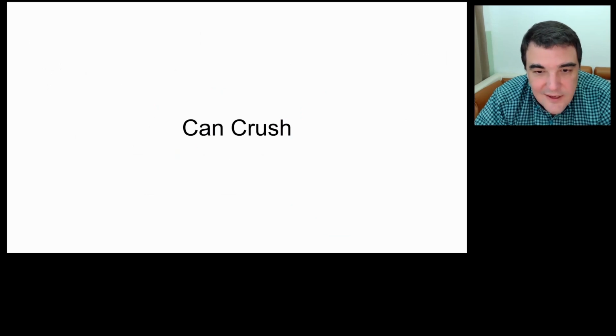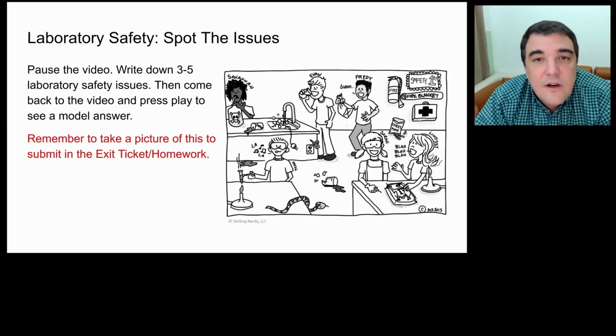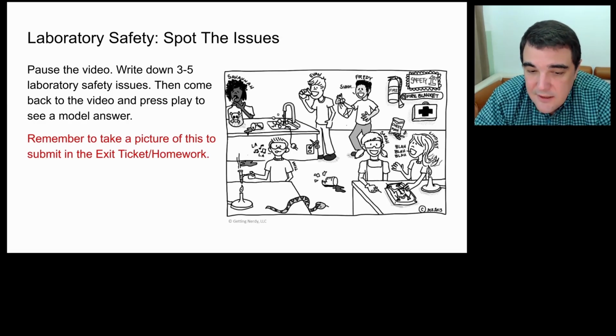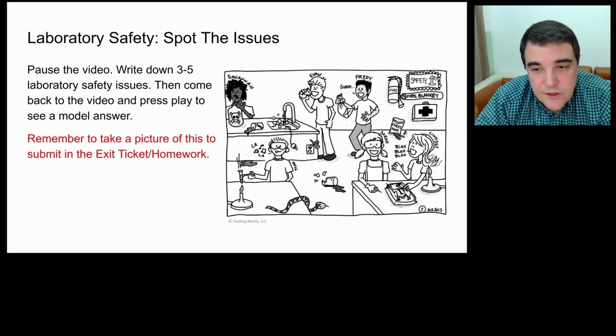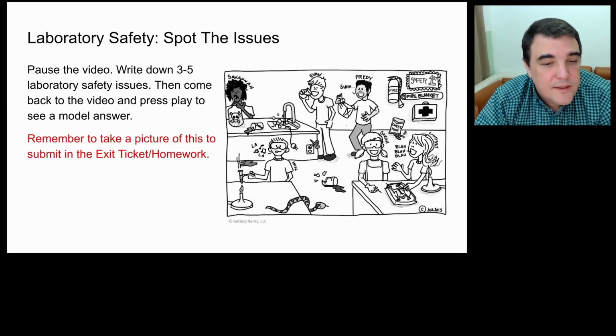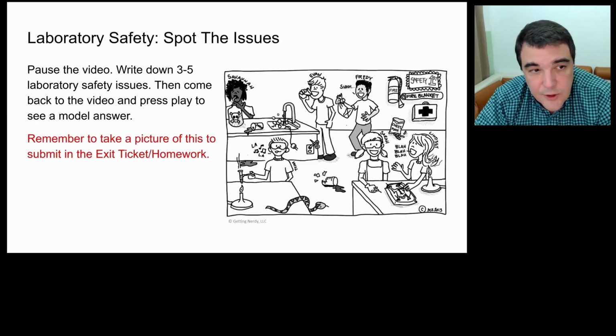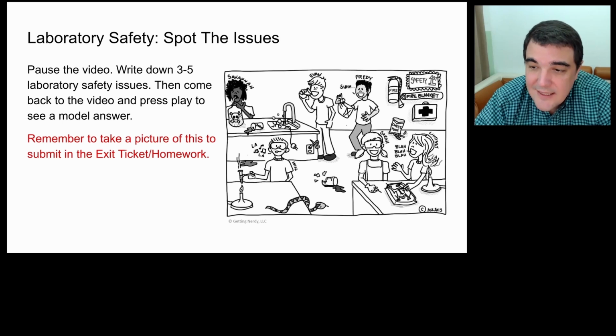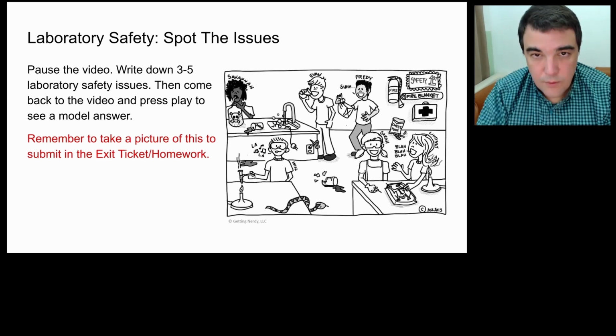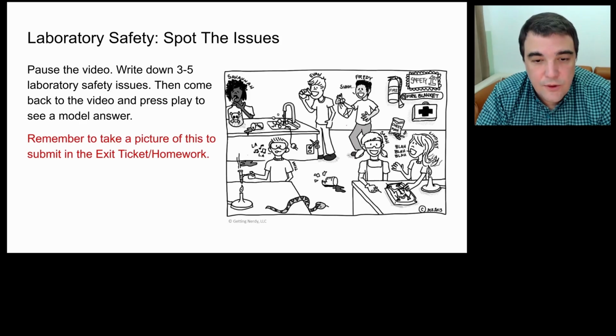All right. We're going to watch a video now, and we're going to switch our focus to laboratory safety. Before we do that, I want you to pause the video and write down 3 to 5 laboratory safety issues that you can see in this poster. And then come back, press play, and see a model answer. Remember to take a picture of the 3 to 5 laboratory safety issues. This will all be included in your submission at the end for the exit ticket / homework. 3, 2, 1.